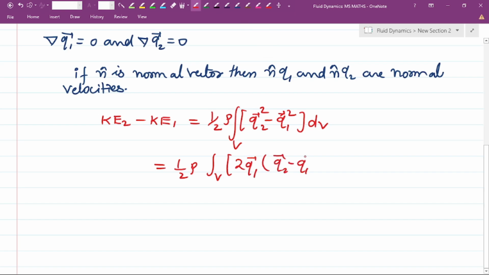be q2 vector minus q1 vector plus... wait, just a second. I can write it in such a way that I will just add 2q1q2 minus 2q1 square plus 2q2 square. It means I will add minus 2q1 square, 2q2 square. So if it is basically q2 square minus q1 square, then there should be q1 square minus q1 square, okay, and plus 2q1q2 minus 2q1q2.